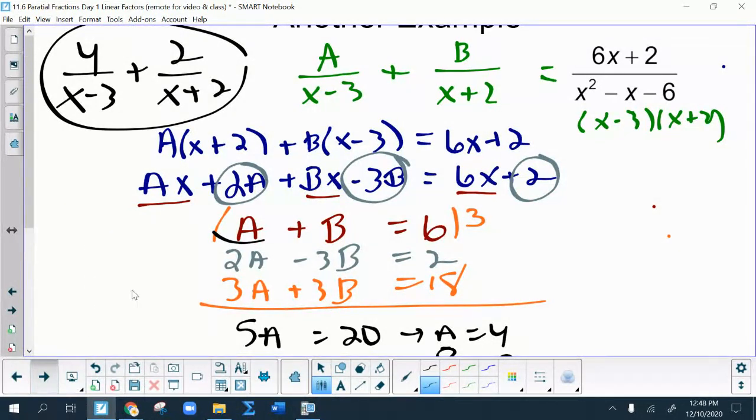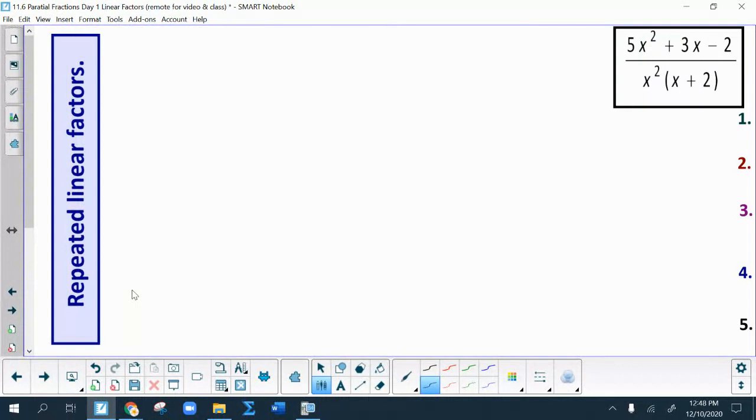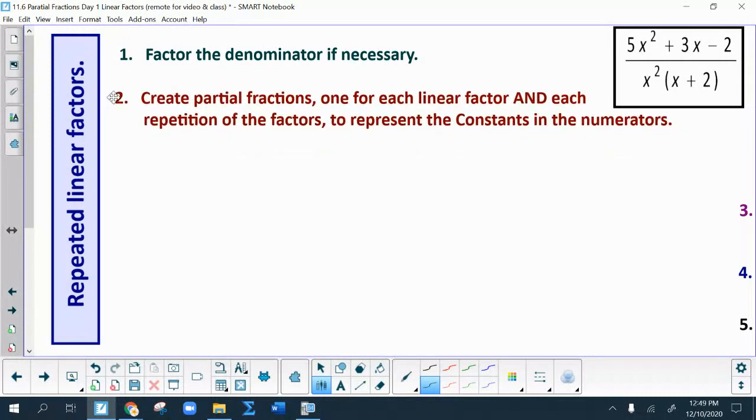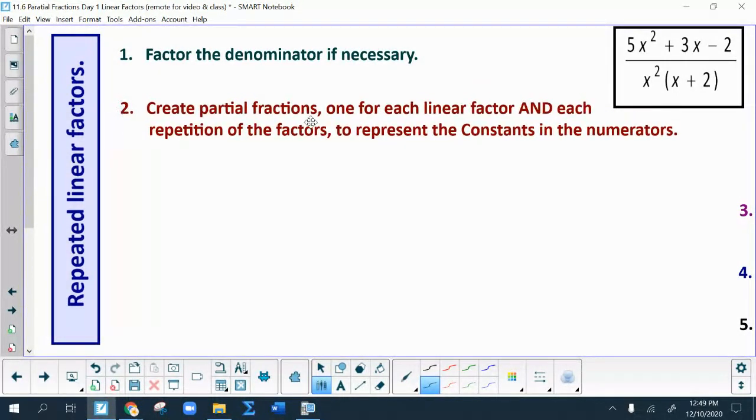Okay, now we're going to go on to the second type of situation that we have. So this is what we call repeated linear factors. The steps are similar. So the first step is still to factor the denominator if necessary. The second step now says to create partial fractions, one for each linear factor and each repetition of the factors, to represent the constants in the numerators. Okay, so the only thing that's changing is we're going to have extra fractions that are related to the repeated factors.